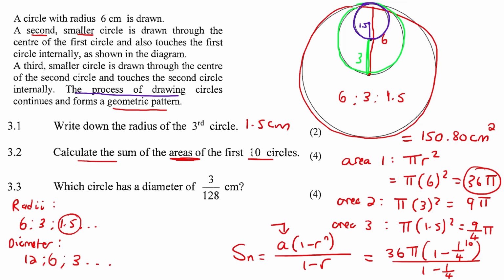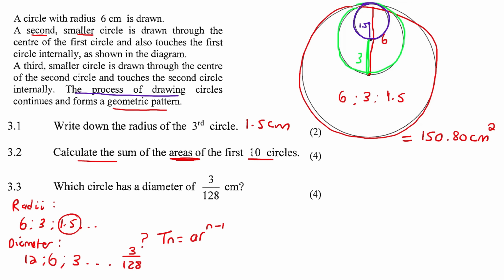Now they want to know which diameter is going to be 3 over 128. So we just have to find that. Remember, we're not going to use the sum formula. They're not asking for the sum of all the circles' diameters. They just want to know which circle specifically. So we're going to find a specific term, and we're going to use the Tn formula of a geometric sequence. Is it geometric? Yes. These are halving, and you can see that these are halving as well. That is geometric.